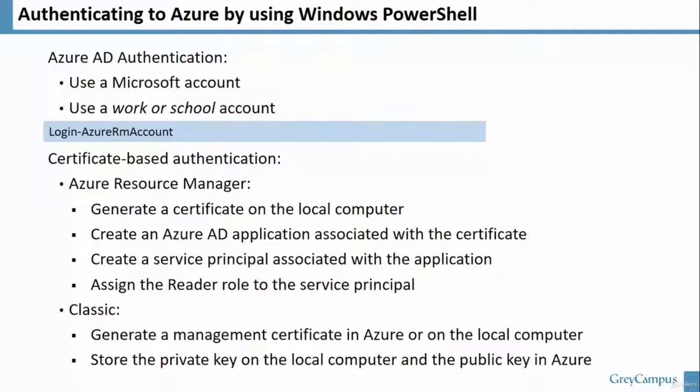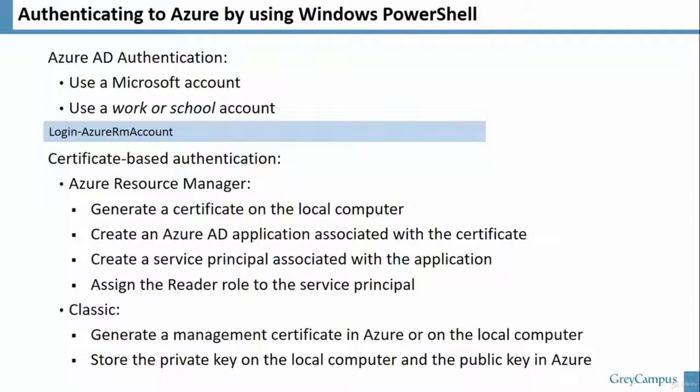For Azure Resource Manager, the process basically involves: one, generate a certificate. Then you have to create an Azure AD application associated with the certificate. Then you have to create an Azure AD service principal associated with the Azure AD application, and then you grant the service principal the reader role to the application. Other than that, you can also use an Azure-generated certificate in the classic deployment model.